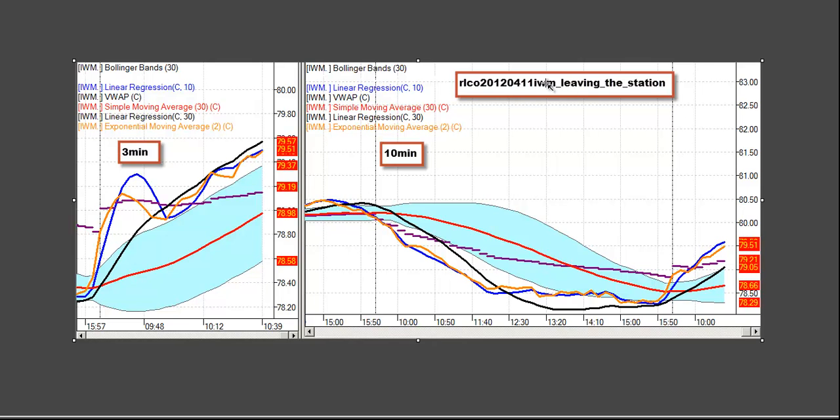2012-0411. This is what I call IWM leaving the station on the 10-minute chart, and that is the slow regression line finally catching up and leaving the river, or the train leaving the station. Now both regression lines and price have crossed over and are on the far side of the river and are now going to start pulling away from the Bollinger Band. That's the train leaving the station, you'll hear us say, or the zebras have left the river, or crossed the river.